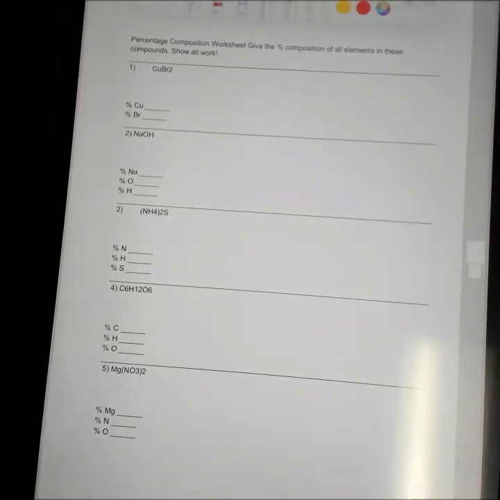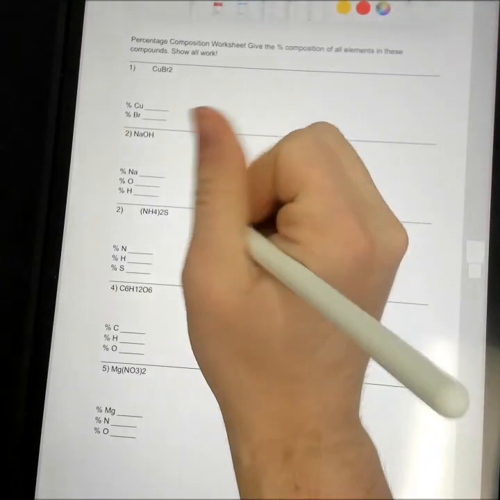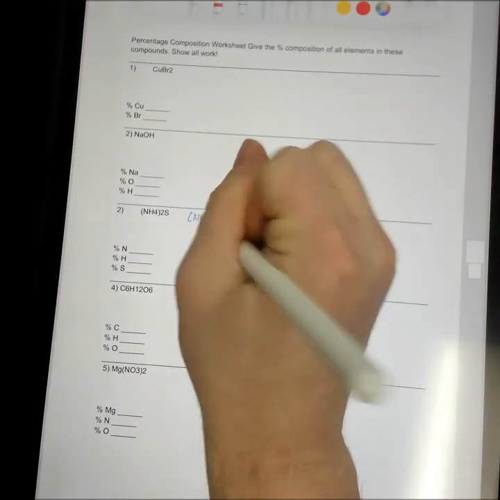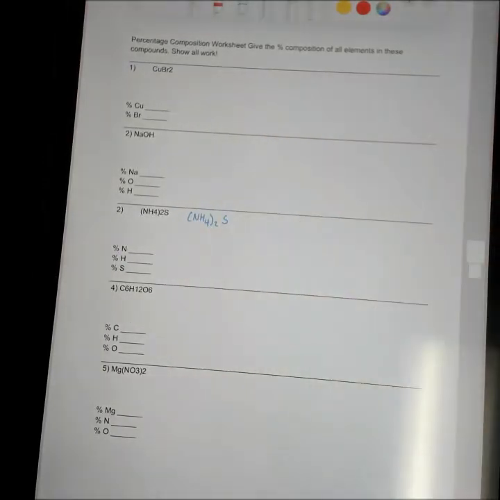I need to go back and reformat this one. Okay, so we have NH4 twice with an S, (NH4)2S. So the first thing I need for this is, sorry, give me a second. I need to figure out the masses of all of them. I need to figure out the total mass of my compound.